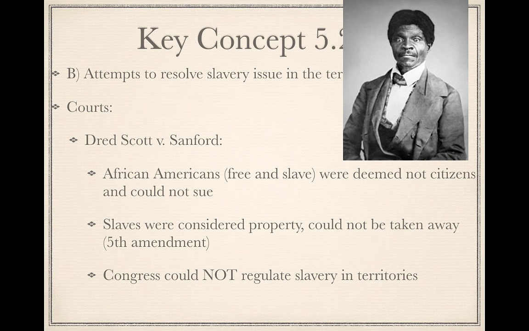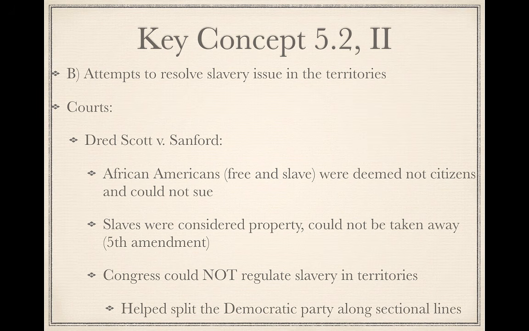And this really infuriates the North. They begin to view it as more of an opinion, not necessarily something set in stone. And this really creates a lot of tensions between the North and the South. And this will also split the Democratic Party along sectional lines. You'll see people like Stephen Douglas in the North get a lot of support, but he will not get support from Democrats in the South.